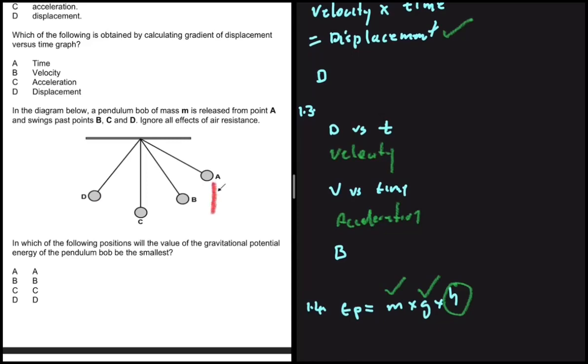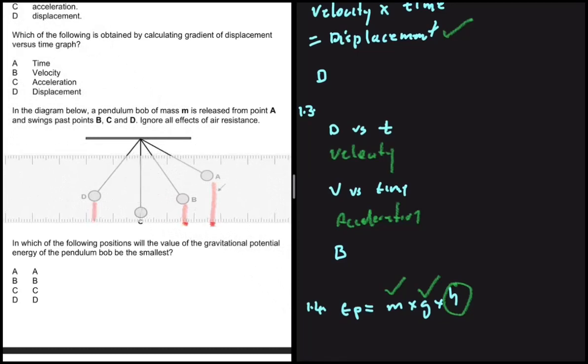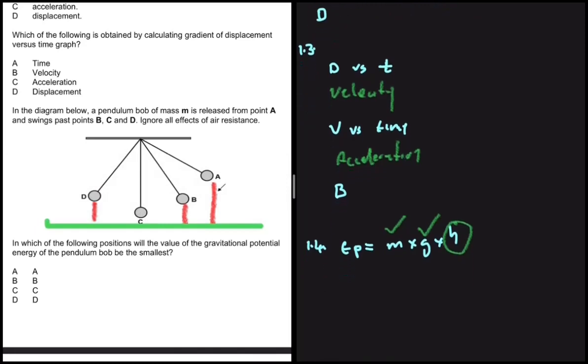A seems like it's our highest point, and then B and also D. As you can see here, the smallest height is at point C. So the answer here would be option C. The gravitational potential energy is the smallest where the kinetic energy is the highest, and that is at point C.